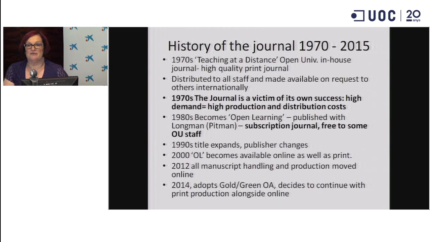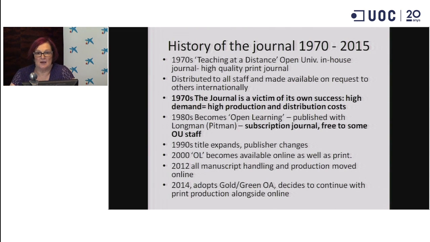So, the history of Open Learning is that it began as an in-house journal by the Open University in the UK, a high-quality print journal that the university originally thought was for the professional development of its staff. And for those of you who know anything about the Open University UK, its staff was huge because they were a huge part-time body of local tutors scattered all over the UK and then Europe. So this was a very large body of thousands of people. But it was a print journal that became very popular outside the university and was sent to wherever anybody asked for it. I would see that as an early version of open access publishing.